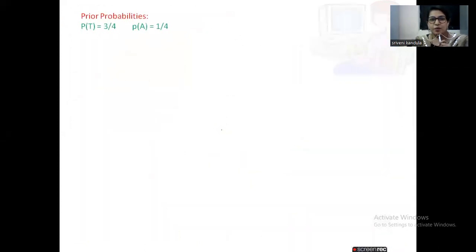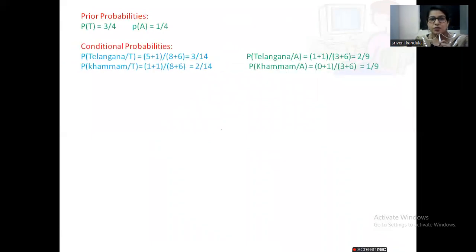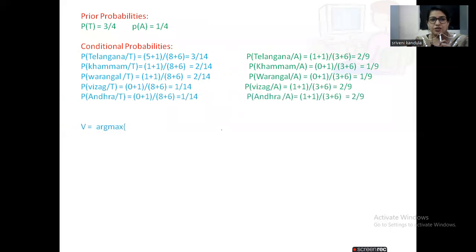So these are the prior probabilities and the conditional probabilities which we have just computed. Similar to Telangana, I have also computed for Khammam. As self-learning, you can do this and verify with my answers. Khammam, Warangal, Vizag, Andhra: for all the distinct words that we have, I have computed the conditional probability with target labels P and A as well. Now let us take our new instance and try to compute the V_NB value.